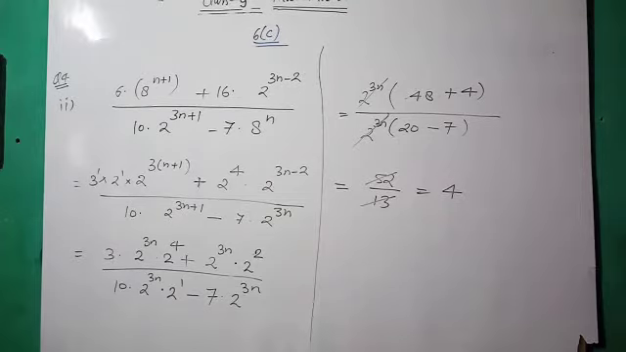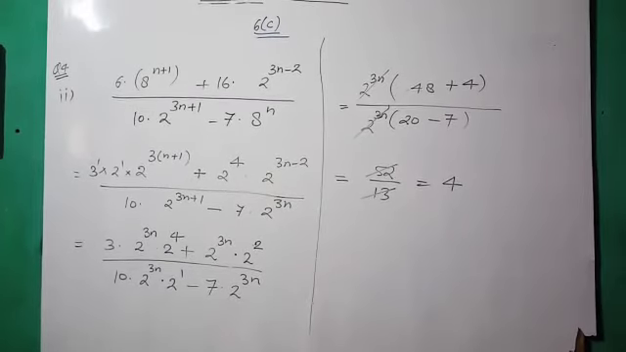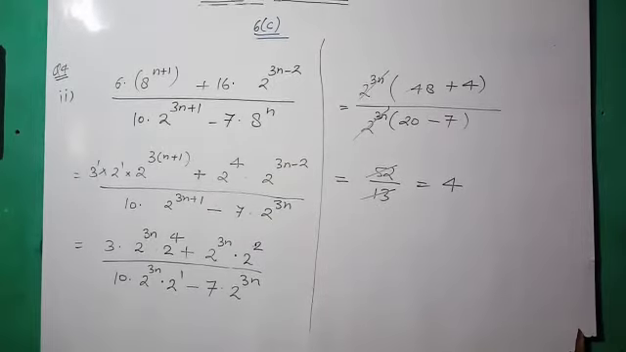Question number 6. 2205 equals 3 to the power a, 5 to the power b and 7 to the power c. Find the numerical value of a, b, c, hence evaluate. Okay, we have to find the numerical values of a, b and c.